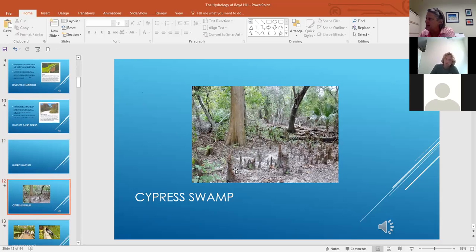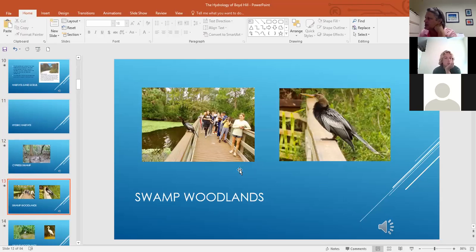There are the cypress knees. You can see they're buttressed as well. These trees have a thick base at the bottom of the trunk to stabilize them in unstable soil so they don't fall over. This is from an oceanography field trip. You can take a boat right through the swamp woodlands and all the water lettuce up on top. There's an anhinga.